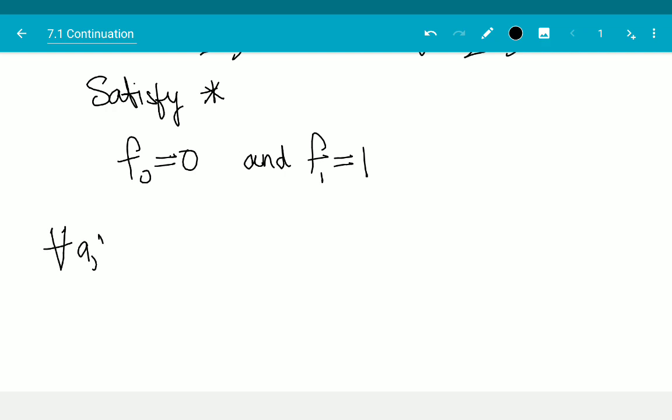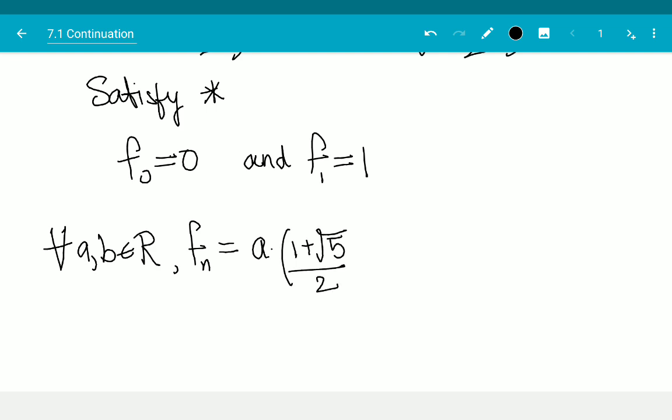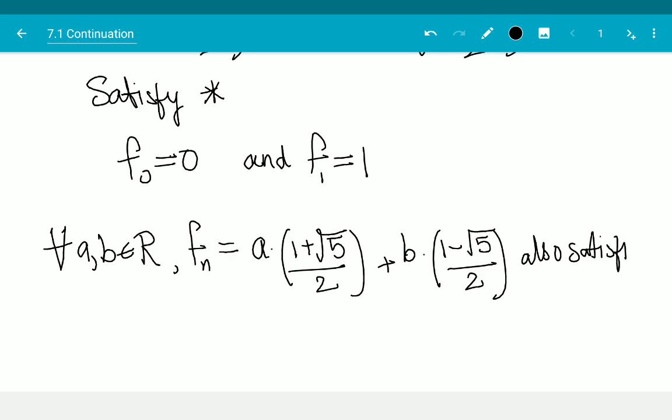But what you can see is that for every a, b in R, f_n is equal to a times ((1 + sqrt5)/2)^n plus b times ((1 - sqrt5)/2)^n also satisfies star. Okay, so these are not the only solutions. Any linear combination of the terms also satisfies star. And now I can try to find the proper values of a and b.